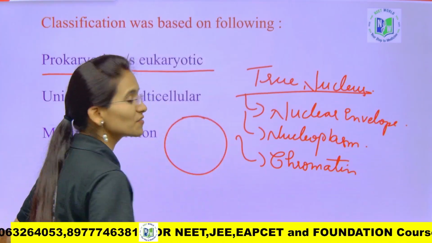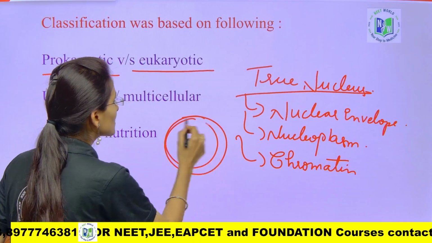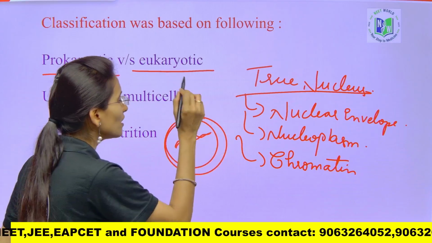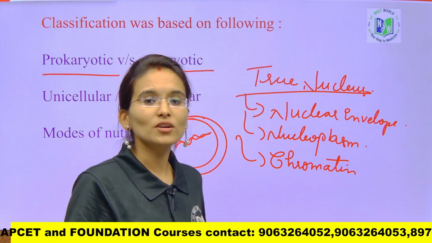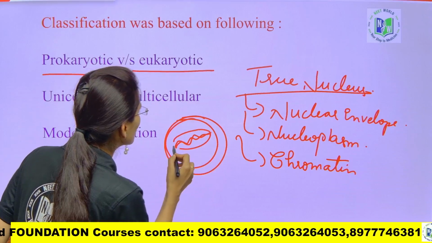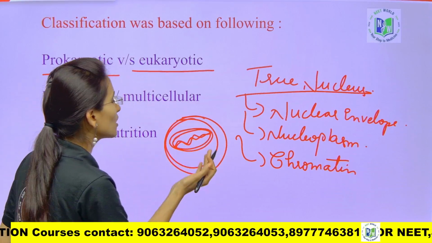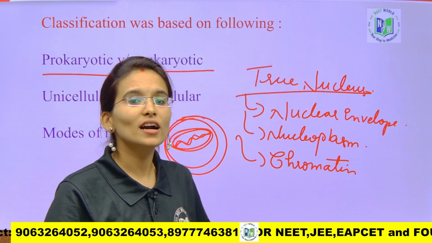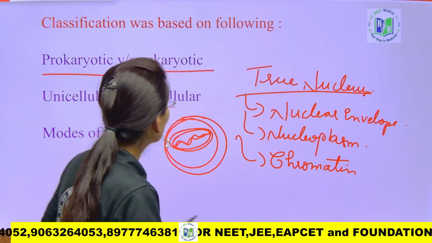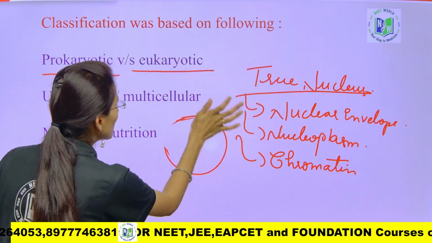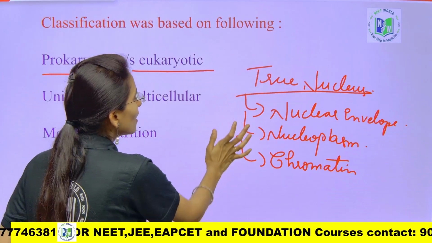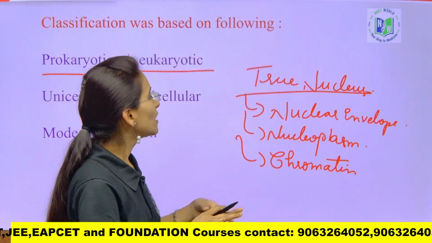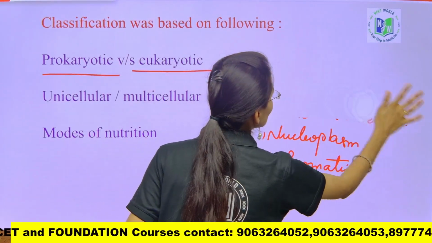Once again, see here, suppose this is a cell, and inside the cell is genetic material which floats freely inside the cytoplasm. This genetic material is not surrounded by any nuclear envelope or nuclear membrane. That is why it is called the prokaryotic cell structure, which does not contain a well defined true nucleus. The nuclear envelope is absent, whereas the true nucleus is present only in the eukaryotic cells.